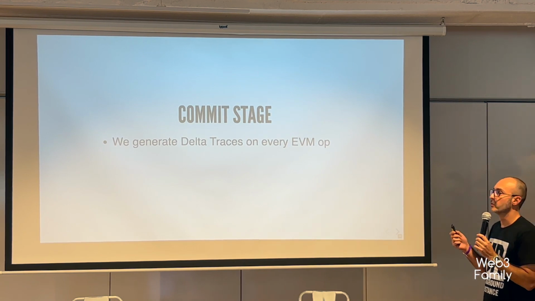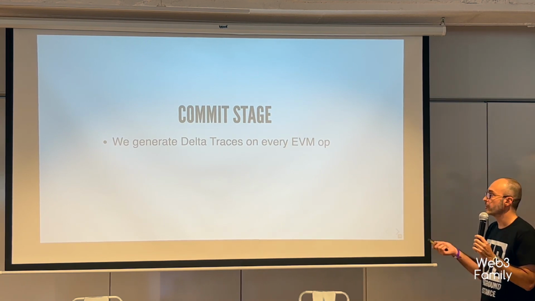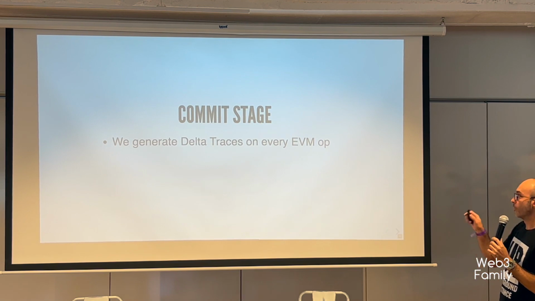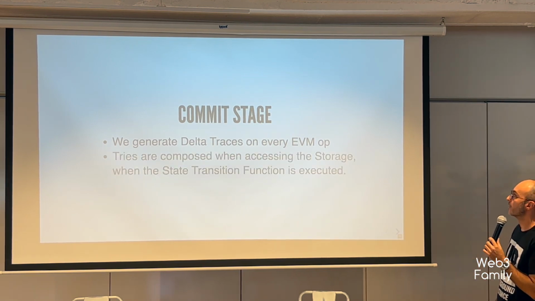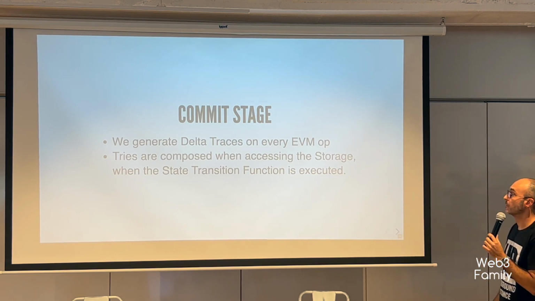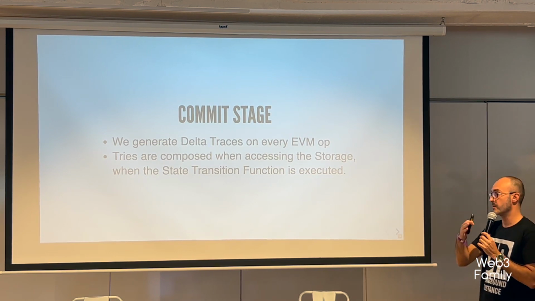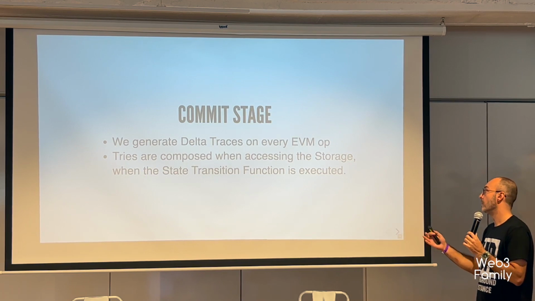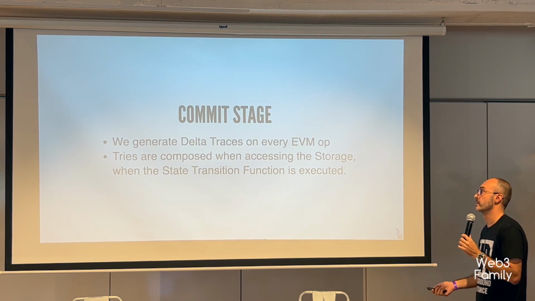If we are going to read the balance or update the nonce or whatever, if we touch the account, create an account, or deploy a contract, that will be written through the trace on each operation. Tries are composed at the time of accessing the storage, and when the state transition function is being executed, it's going to create those traces.